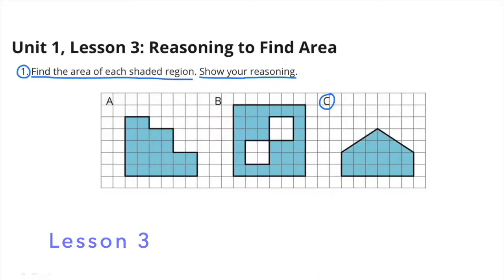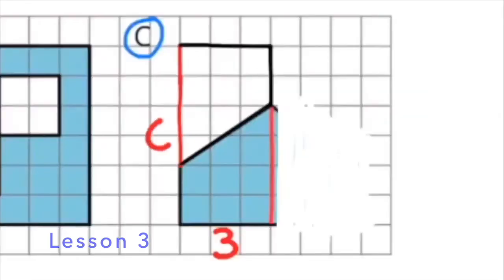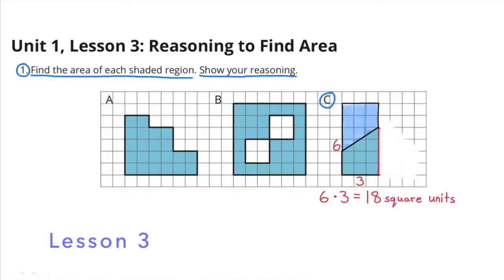C. Draw a line down the middle of this symmetrical shape and you'll notice two identical shapes. If you stack this shape on the right on top of the shape on the left, you'll have a rectangle. The dimensions would be 6 units for the height and 3 units for the width. The area for C is 18 square units.